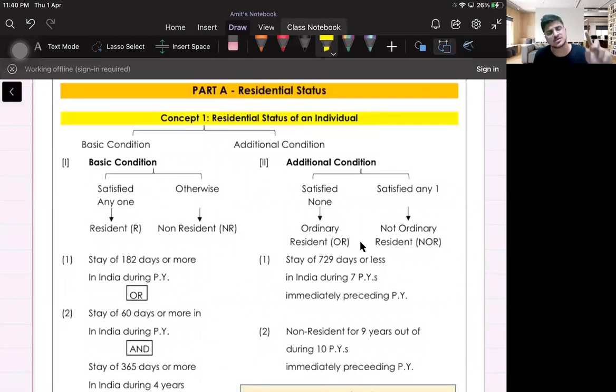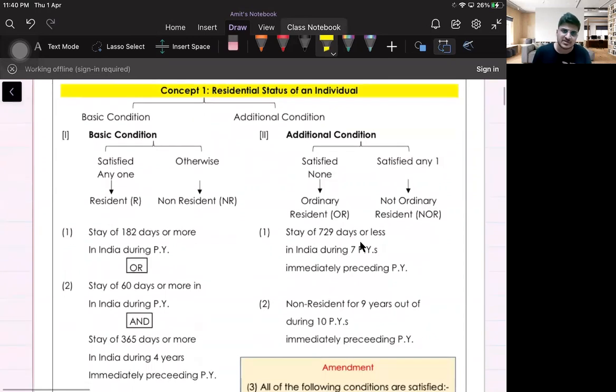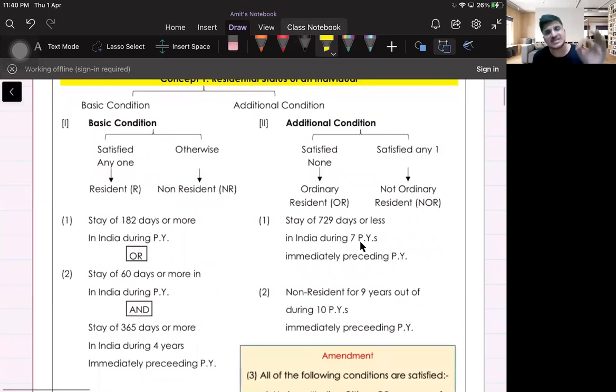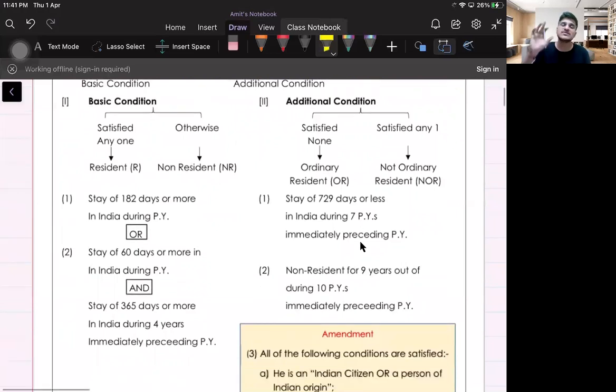There are two basic conditions. Basic condition number one: in the previous year, I'm staying in India for equal to or more than 182 days. This is the first basic condition. Or, in the previous year, I'm staying in India for 60 days or more and 365 days or more during the 4 years preceding the previous year.